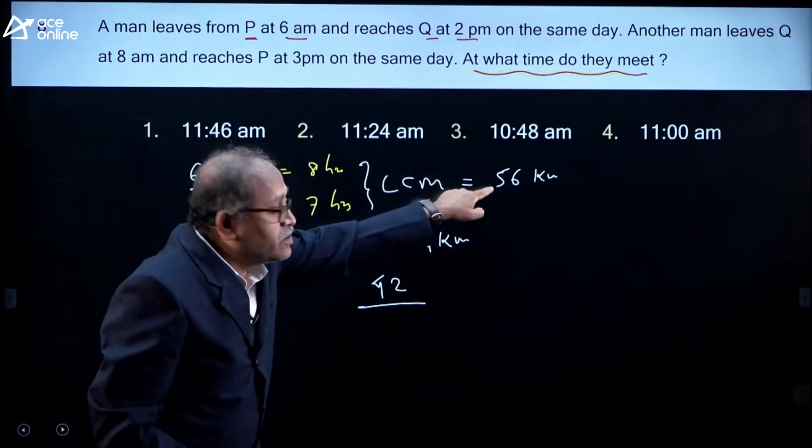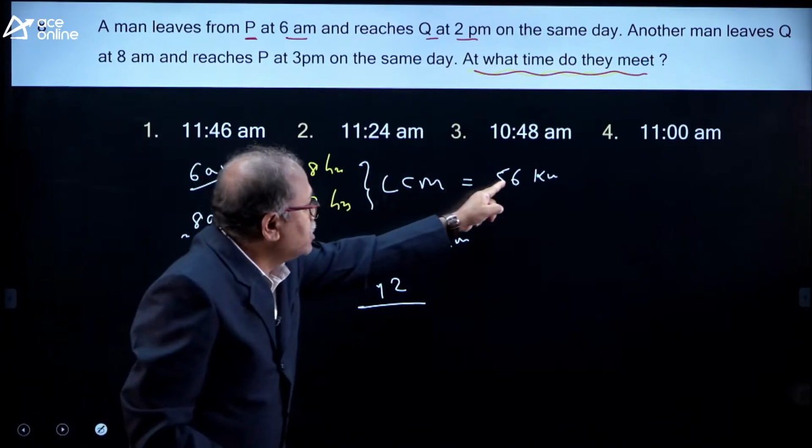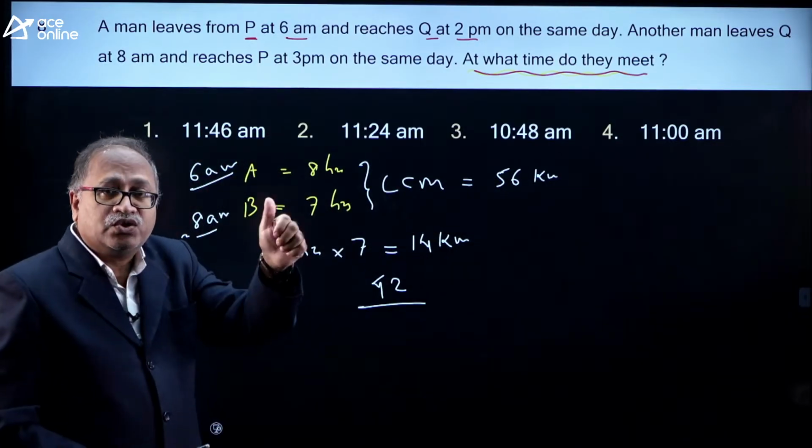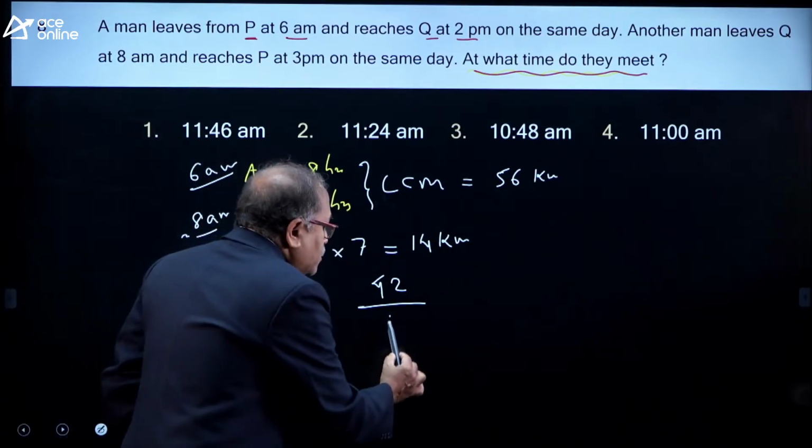Here I am getting 7 kilometer per hour, here I am getting 8 kilometer per hour, 56 divided by 7, 8. So, 8 plus 7, that is 15.